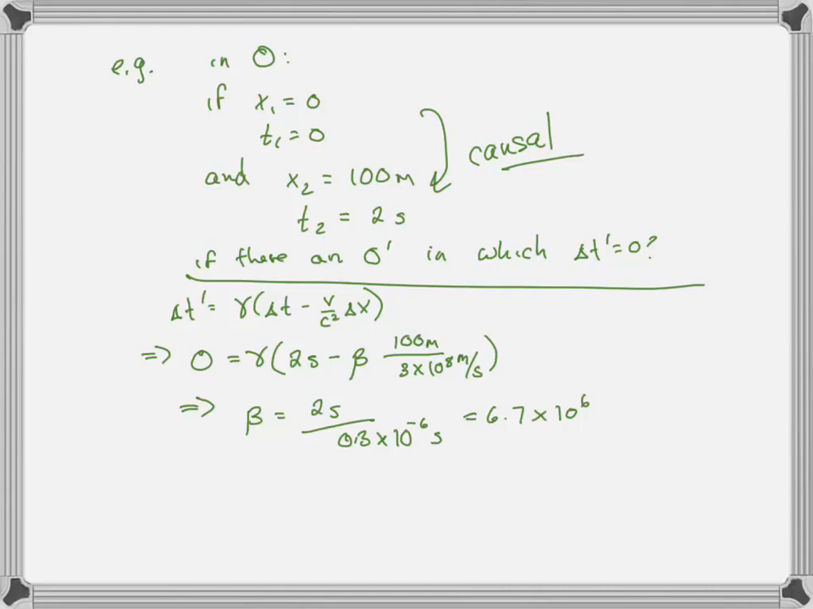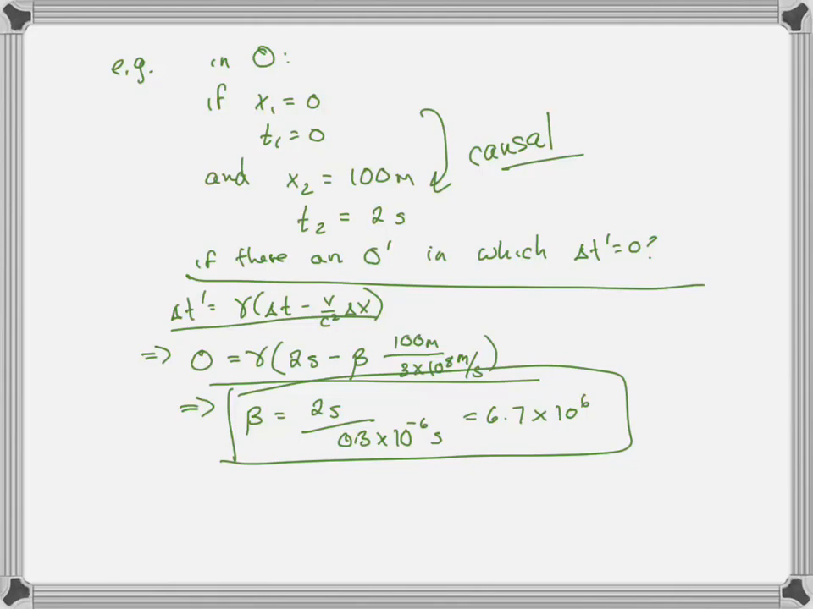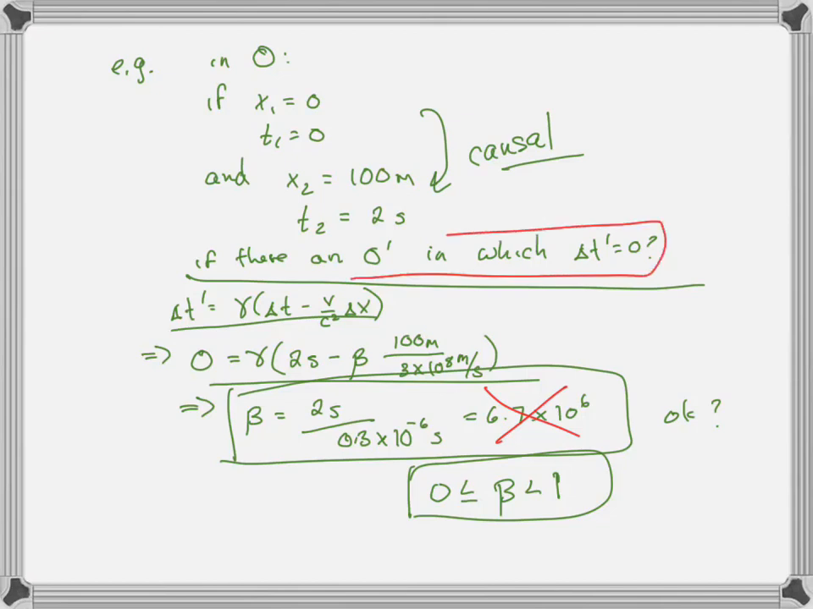So then we ask, is there a frame O prime in which delta t prime equals 0? Is there a frame in which those two events are simultaneous? So we solve in the exact same way, and what do we find? We find that beta is, in this case, 6.7 times 10 to the 6th. Is that okay? No, that's not okay, because remember, beta is always less than 1. 0 is less than or equal to beta, which is less than 1. So that is not possible. That means that since that's not possible, the two events could be causal, and there is no frame of reference in which they're simultaneous.